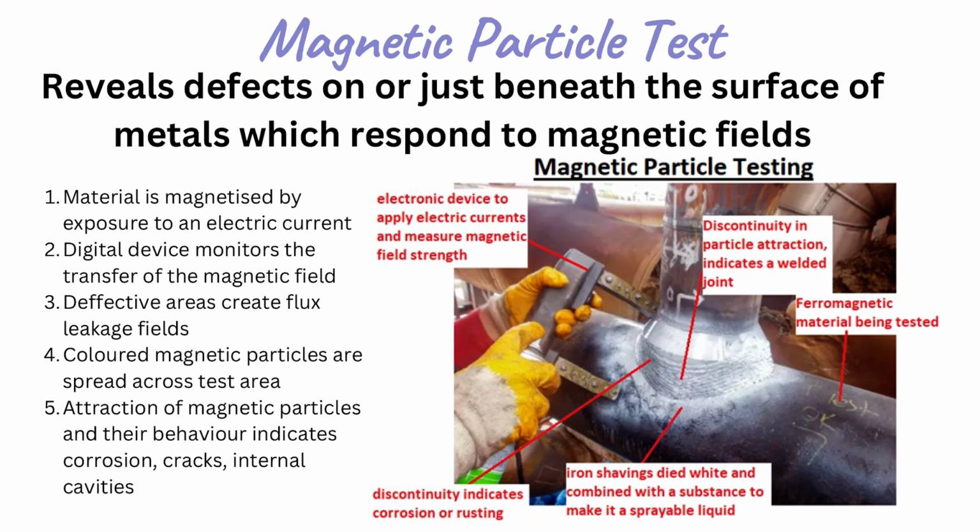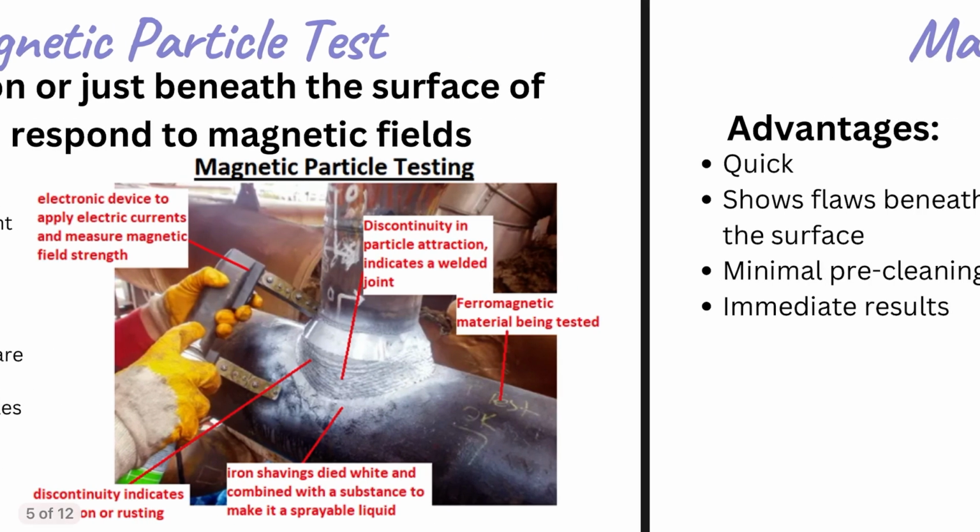So magnetic particles, which are usually coloured with a brightly coloured dye, such as the white one in this image, are spread across the test area. They stick magnetically to this test subject, and then based on the magnetic field created within the metal, the magnetic particles will behave differently and stick in a different manner. Based on how these behave, you're able to see maybe some discontinuities, which would reveal corrosion or cracks or internal cavities or different flaws that may be going on within that material.